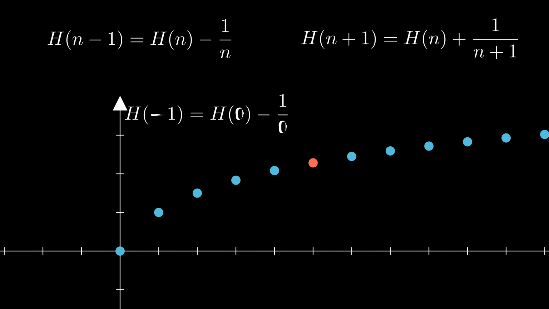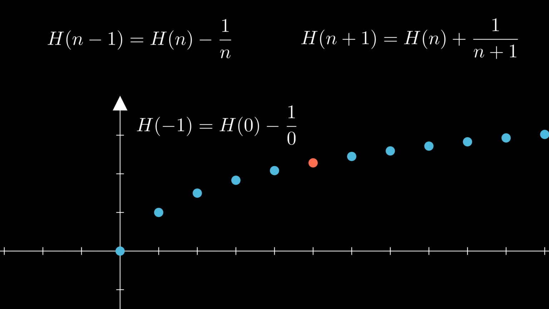If we try to find h of negative 1, we plug in h of 0, but then we have to subtract 1 divided by 0, which we all know you can't do. But there's no need to worry. The usefulness of the recursive formula does not end with 0. Its real magic is that it isn't restricted to whole numbers. Unlike our original discrete sum, there's nothing about it that doesn't work for fractions or any real numbers for that matter. It's just an addition and a division.